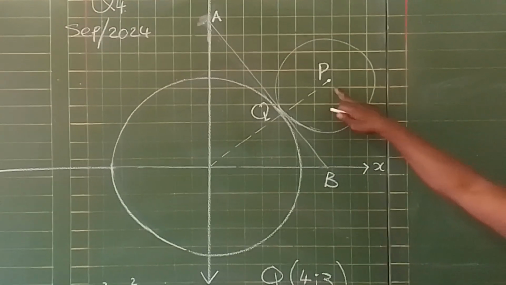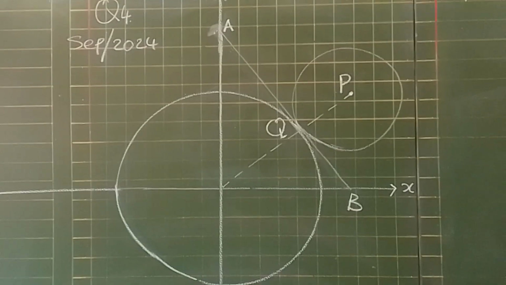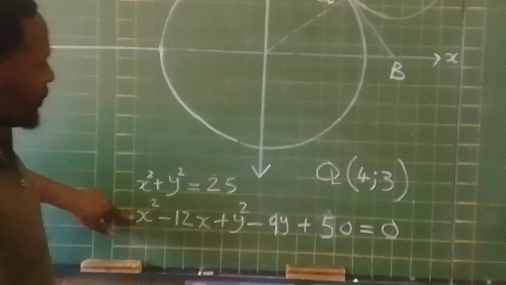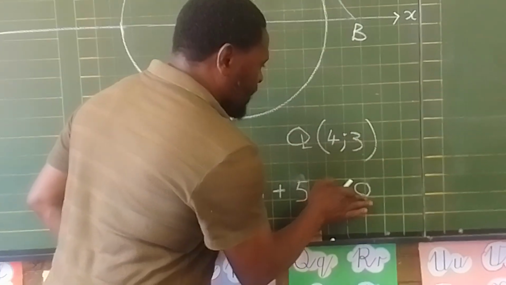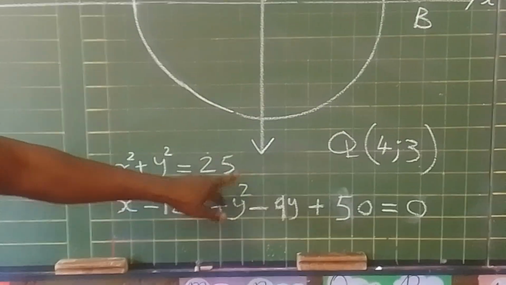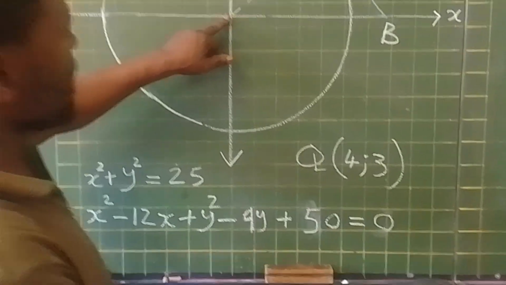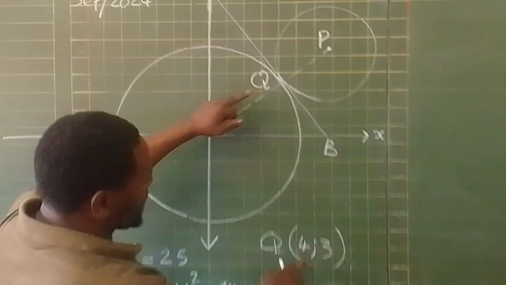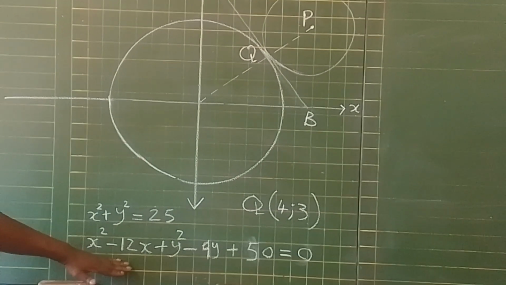P is the center of the small circle, which has this equation. Why am I saying that? If you check, x squared plus y squared equals 25 means that the radius is 5. From the origin to Q, you have (4; 3), so this 5 must be somewhere here. So this is the equation for the big circle, and this is for the small circle.